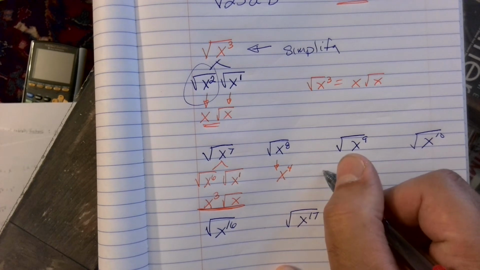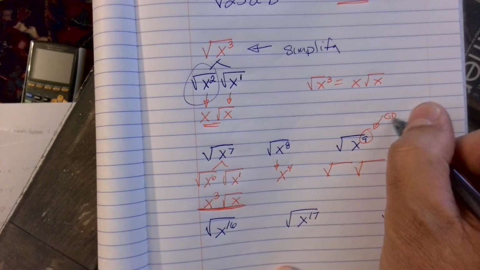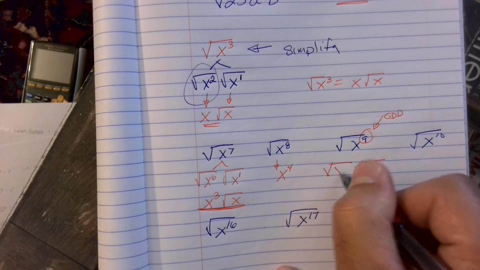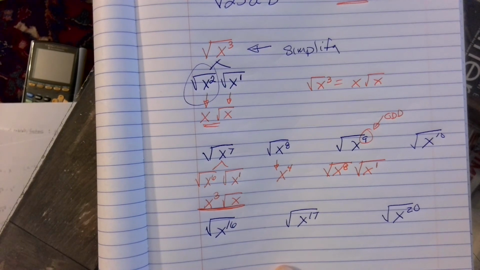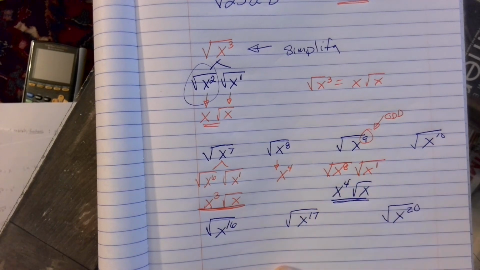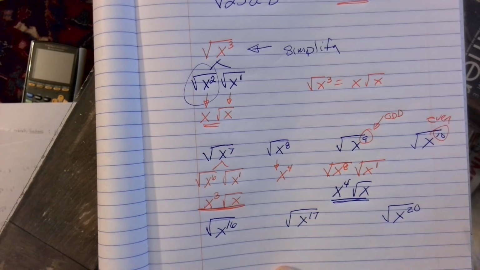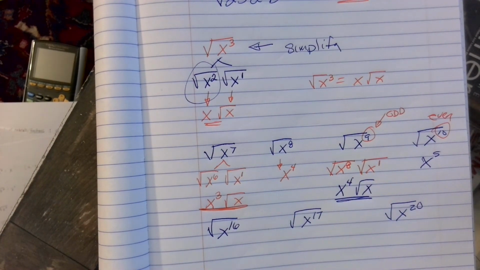X to the 9th is not a perfect square. It's odd, even though 9 is tempting. But we're looking for values that multiply together to give me 9. So in this case, I'm going to have to break this up as x to the 8th and x to the 1st. So I have x to the 4th rad x. X to the 10th is even. So that's an easy one. It's going to be x to the 5th. X to the 5th times x to the 5th is x to the 10th.